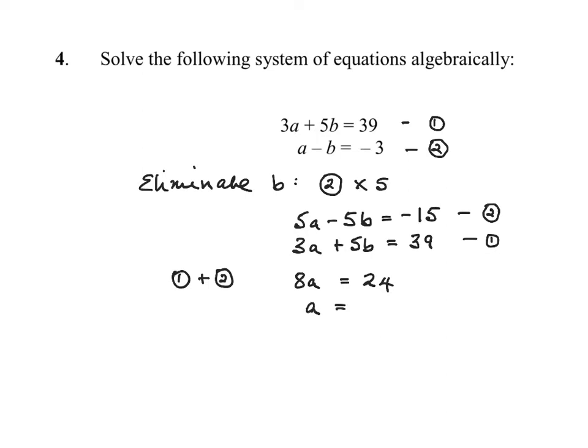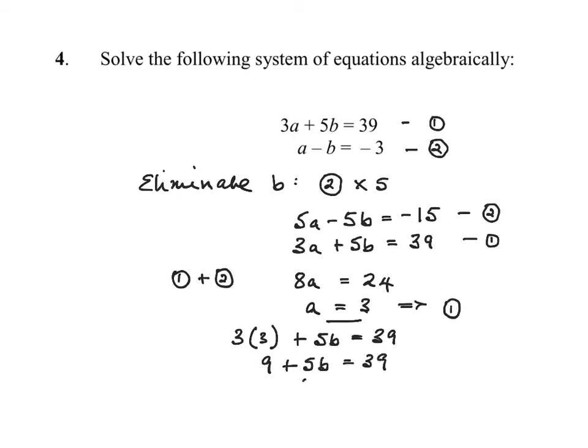A then is 3, and we substitute that back into equation 1 to find the value of b. So 3 lots of a, 3 lots of 3, plus 5b equals 39. 9 plus 5b equals 39. Subtract 9 from both sides, 5b equals 30, and divide by 5, b equals 6.